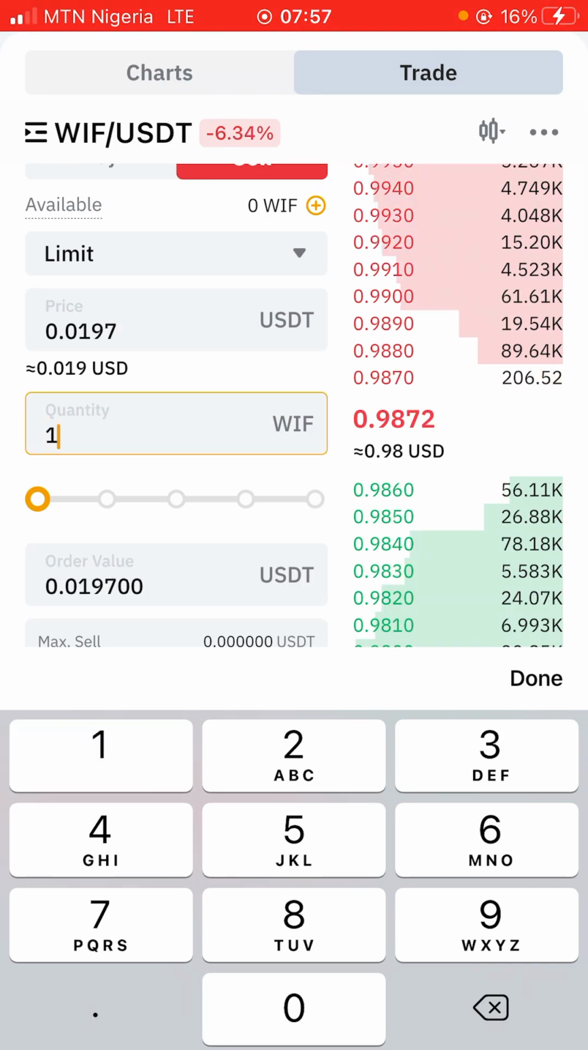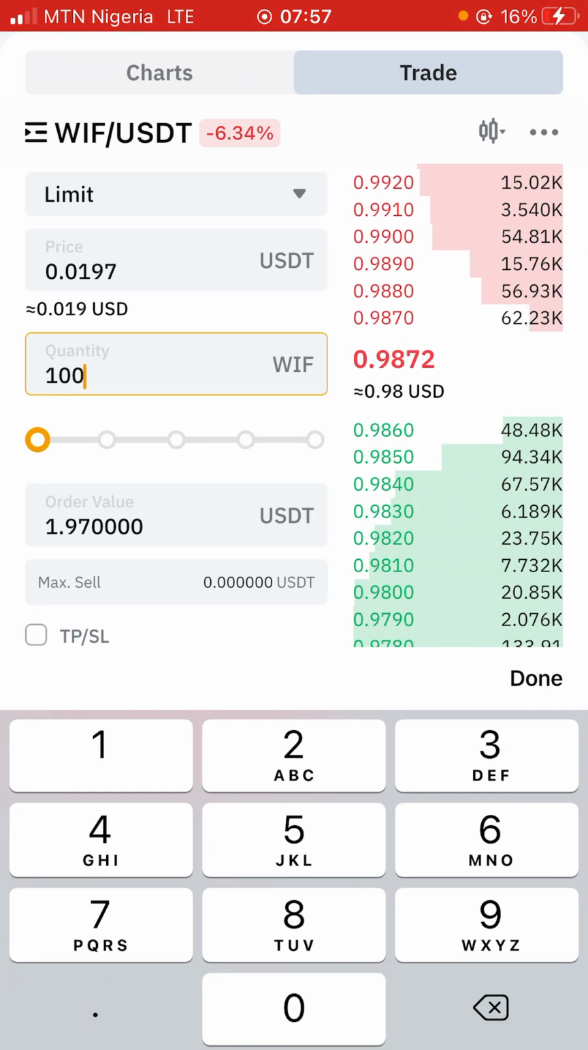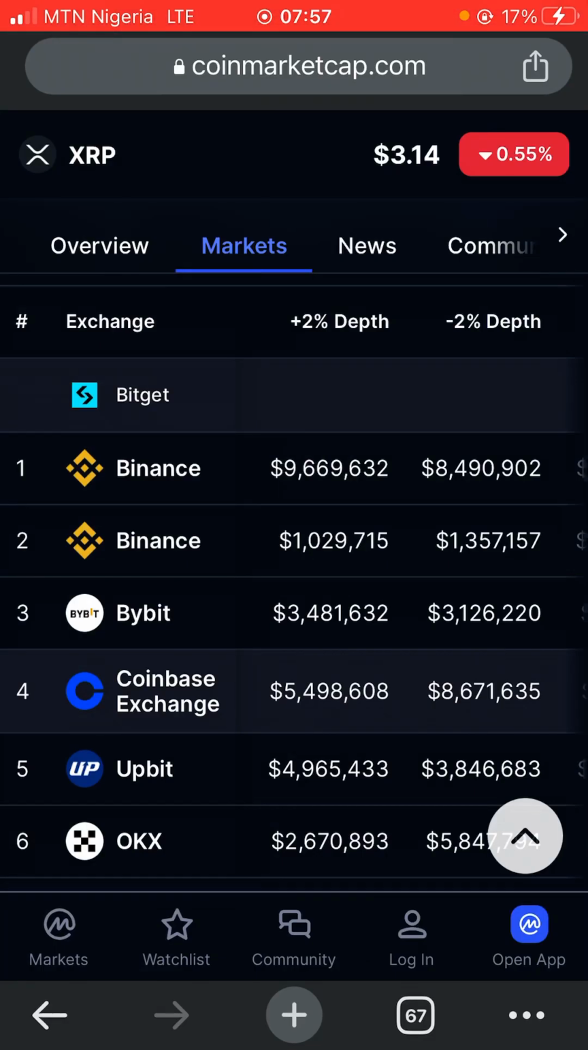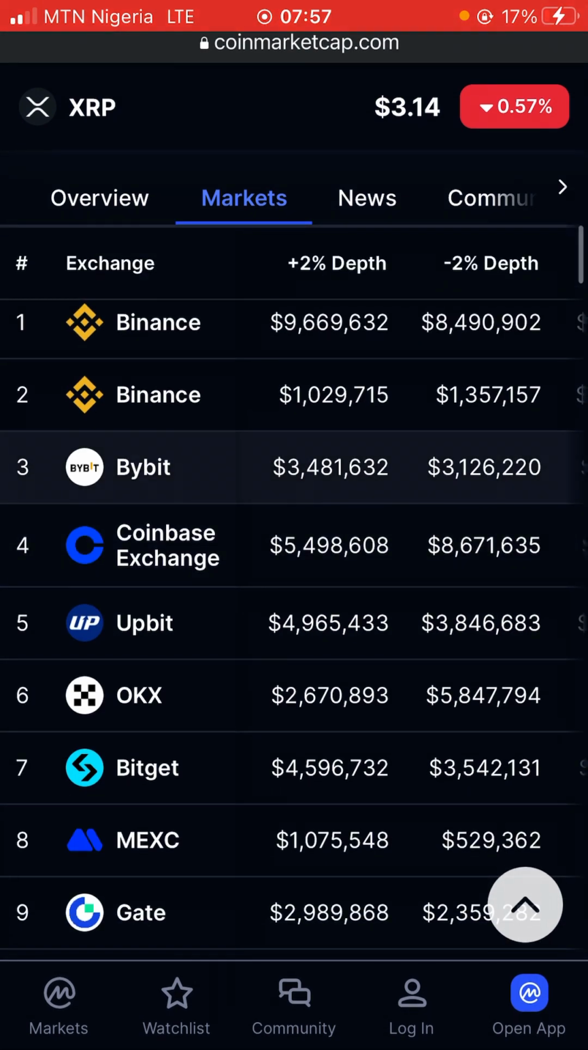Then if I have 100 WIF, I put it here. So if I'm buying at the current price, I have this confidence because I've already checked CoinMarketCap, and I'm seeing that the liquidity from people placing sell limit orders is higher. Like in this case of Coinbase, you can see that the minus 2% depth is obviously very high, which is 8 million against 5 million. So there is no way the market will not run towards that direction.